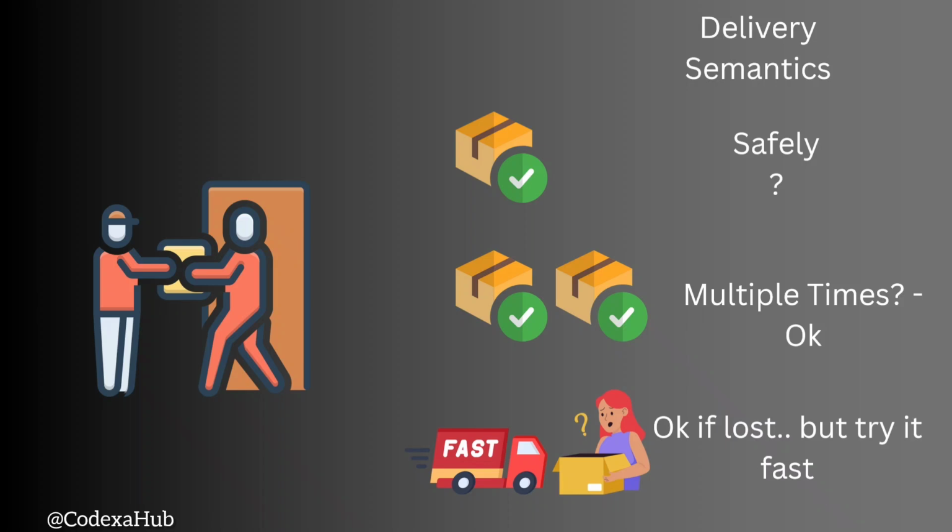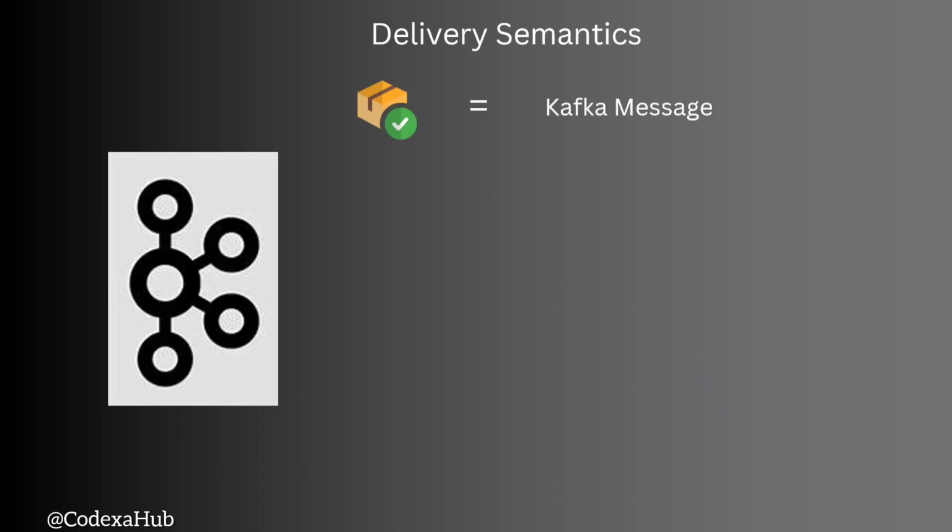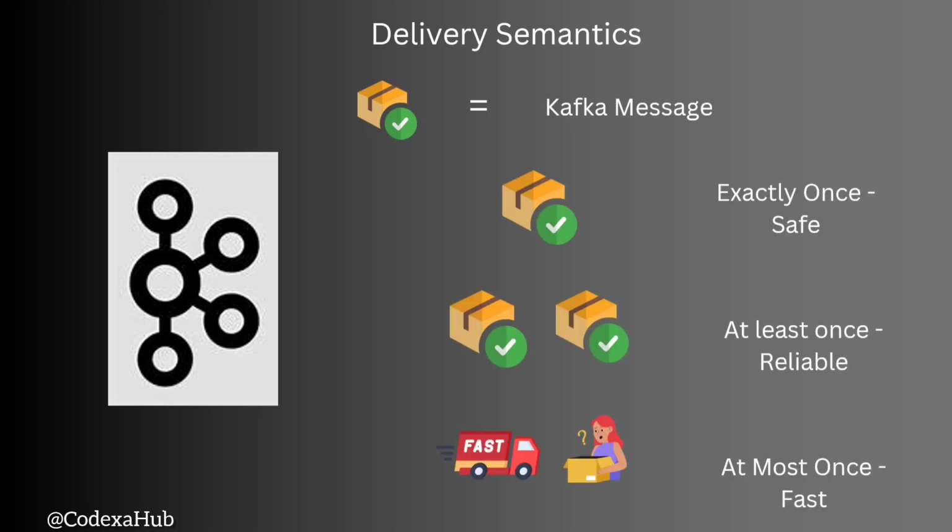In the world of Kafka, the parcel is your message, and Kafka delivery semantics represent your choices for how you want the message delivered. But here is the big question: why does Kafka have multiple different ways to deliver messages? Why not just one safe way for everyone? Let's clear up all these doubts and understand Kafka delivery semantics with a real life example of a parcel delivery system.